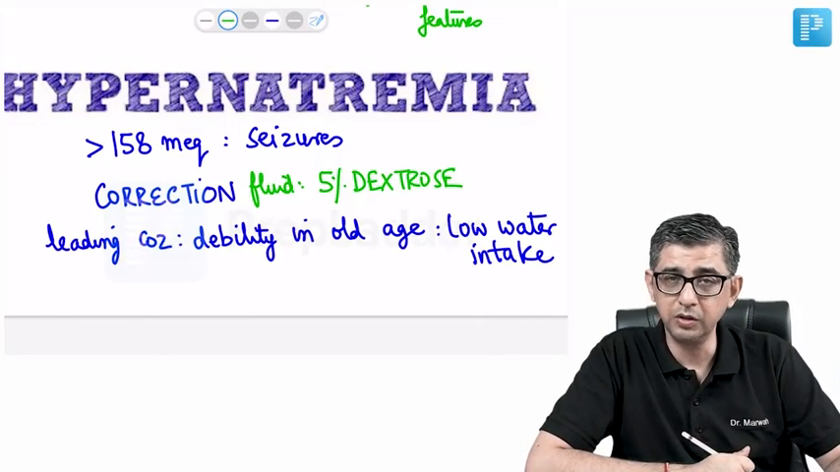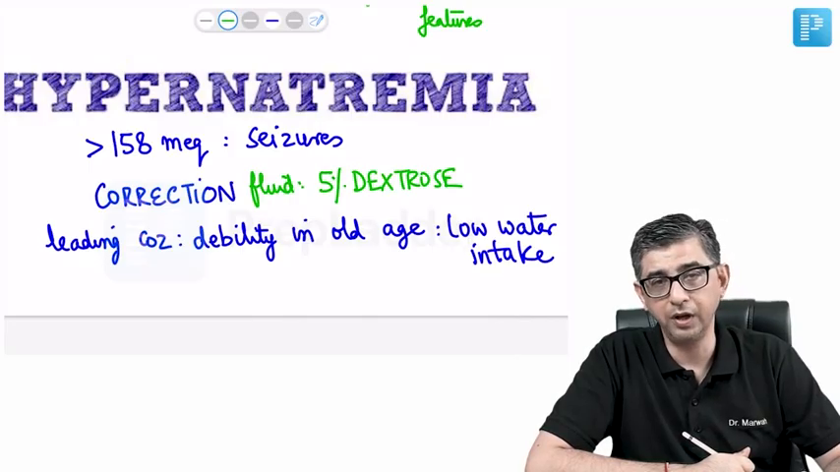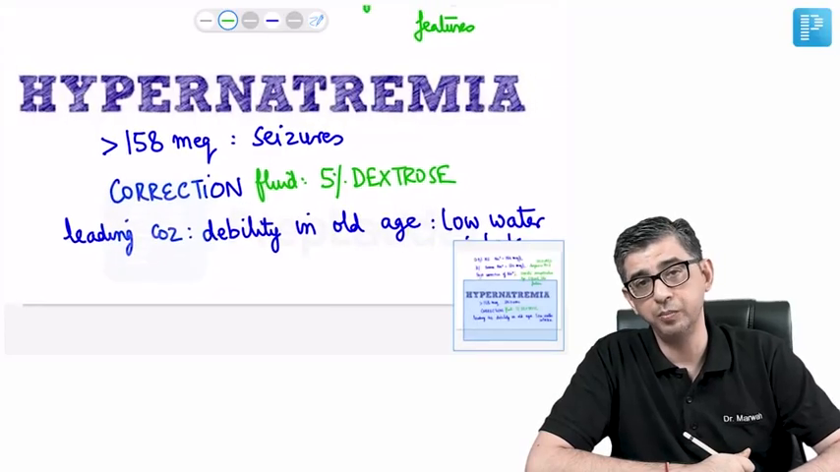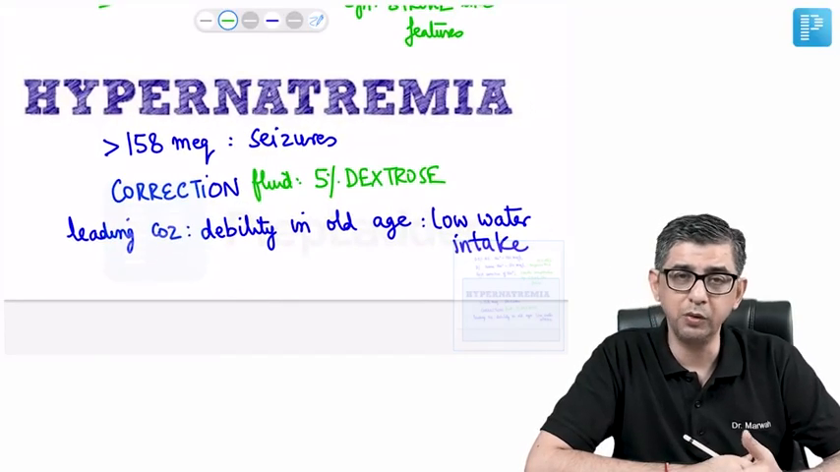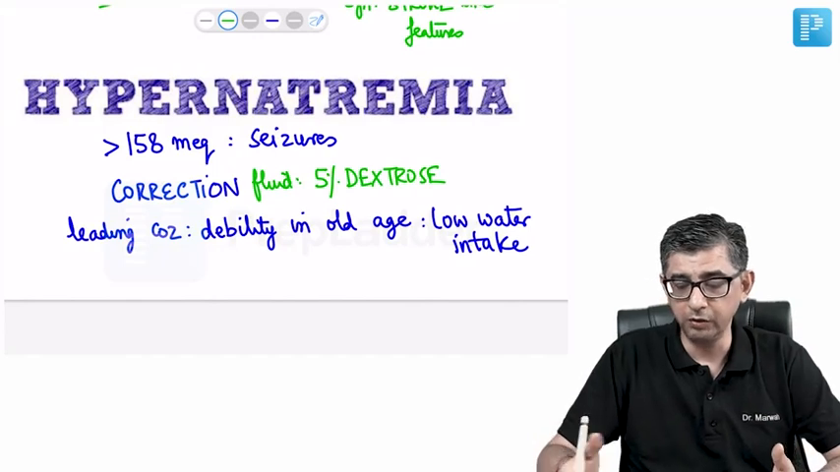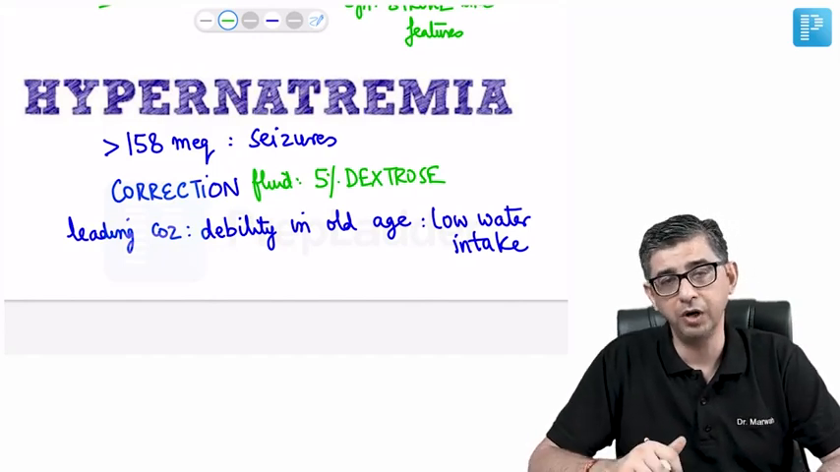They said correction of dangerous hyponatremia, hypertonic saline 3%, and if he says for dangerous hypernatremia, then the answer is 5% dextrose. This would be sugar in water, so you need to give water to the patient, and once the water is given, then the sodium values will start coming back to normal.